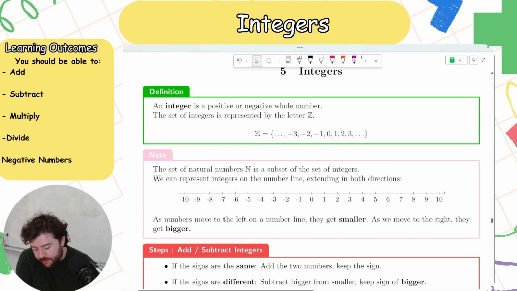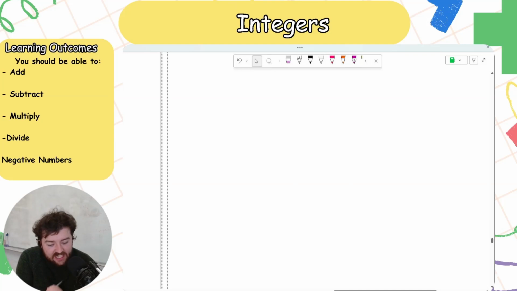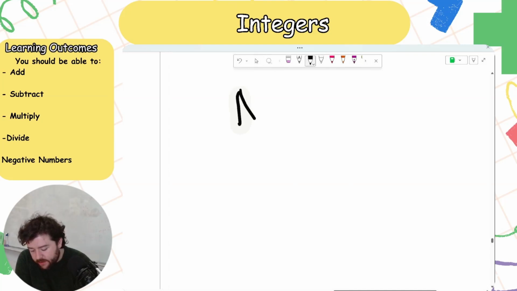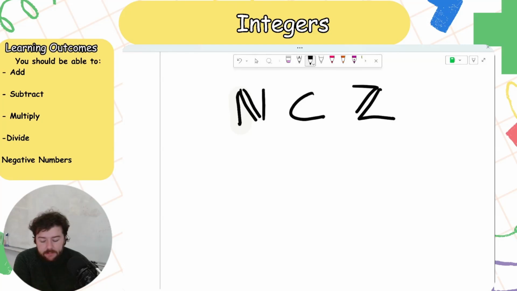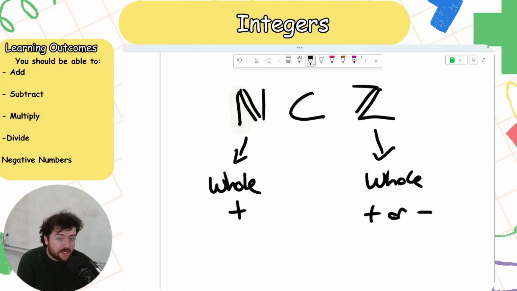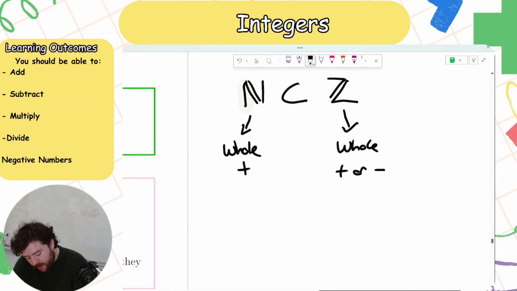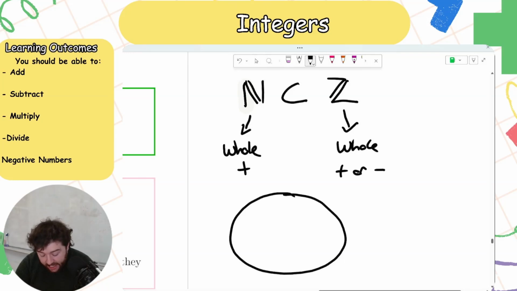The set of natural numbers is a subset of the integers. So what does it mean to be a subset? Well, that makes sense because the natural numbers are my whole positive numbers, and integers are my whole positive or negative numbers. A subset means all the elements in one set are contained in another set. I can show this with a Venn diagram.